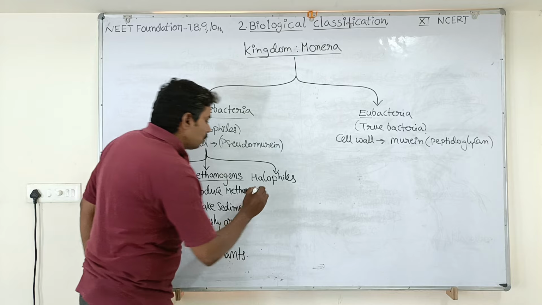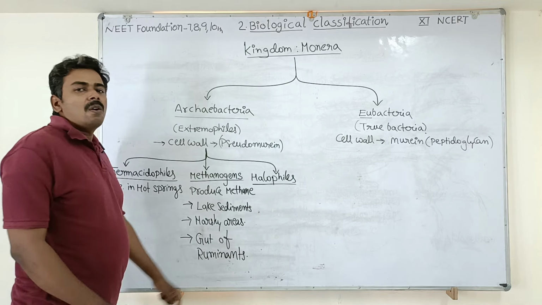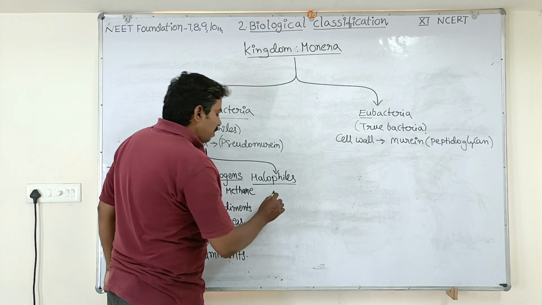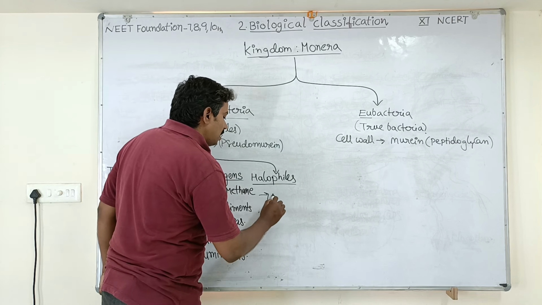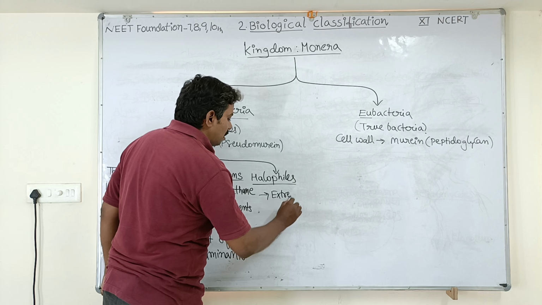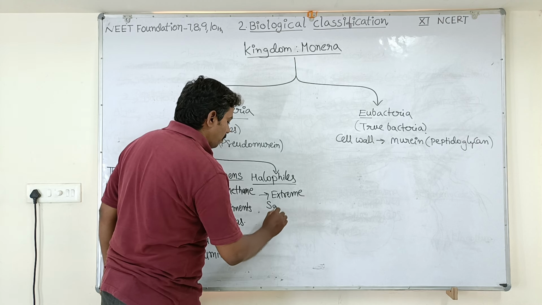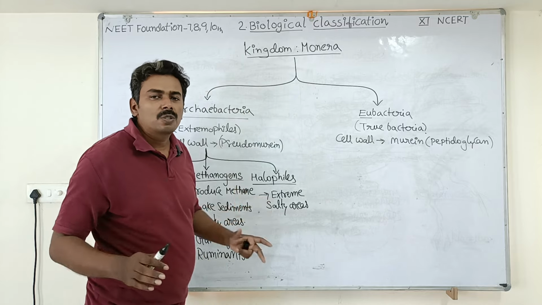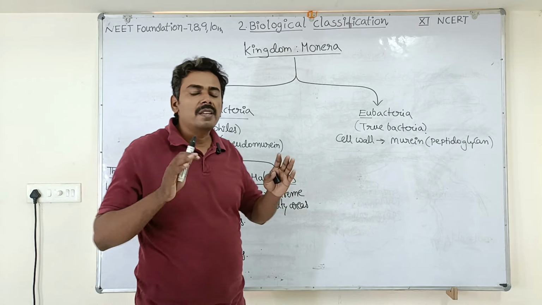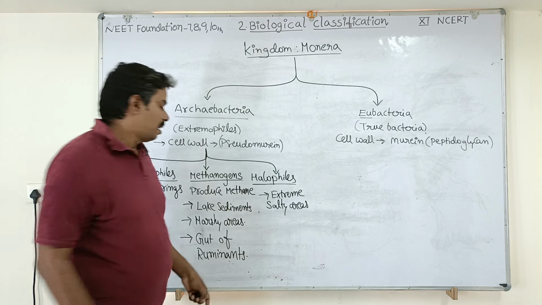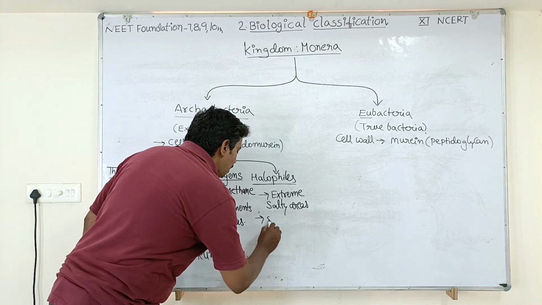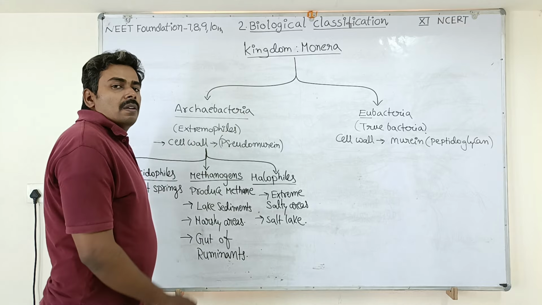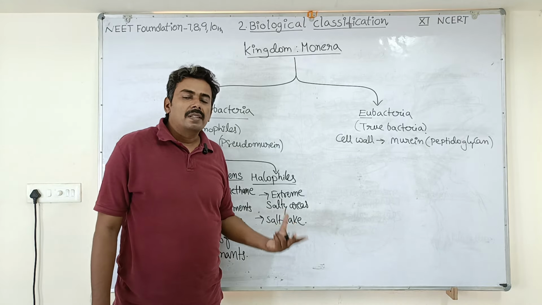Okay. Next, coming to halophiles. Halo means what? Salt. Halophiles are archaebacteria which are found in extreme salty areas. There will be too much salt in the water. In such places you can find these halophiles. Example, what is that area? Salt lake. Extreme salty conditions will be present in salt lakes.